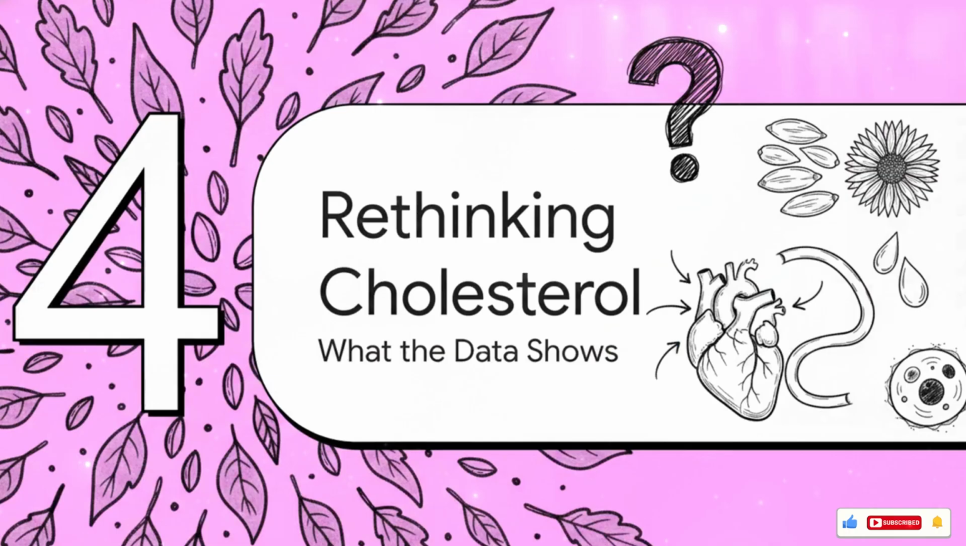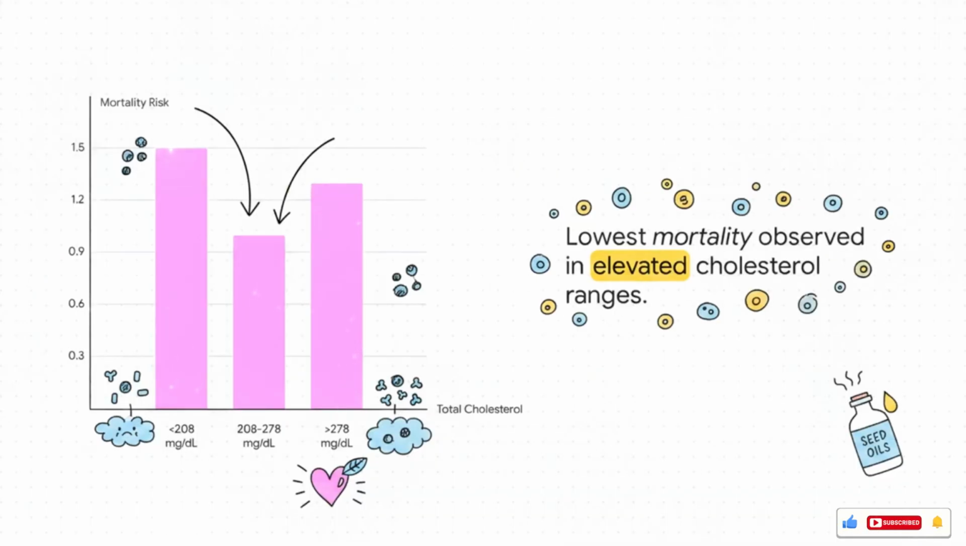Section 4. Rethinking cholesterol. What the data actually shows. If lowering cholesterol with vegetable oils actually increased the risk of death, well, we have to ask a pretty profound question. Is total cholesterol even the right primary metric we should be looking at?